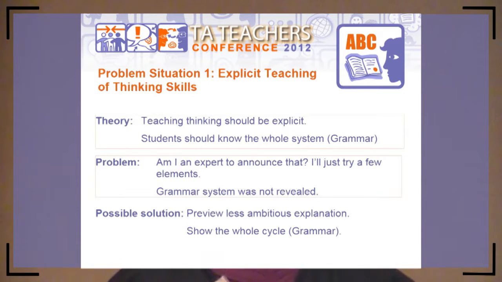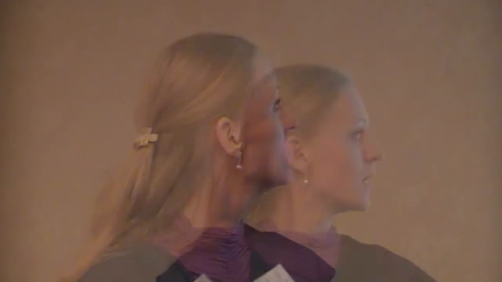And the same with grammar. Whenever you come with a new system of grammar, try to show them everything, because what's going to happen, they should know. The next problem situation, as you have already heard, when we try to introduce the thinking skills on the lesson, we should follow certain steps.